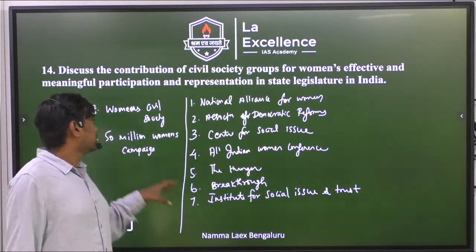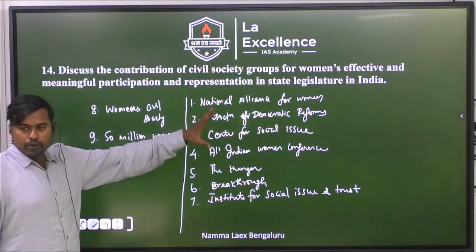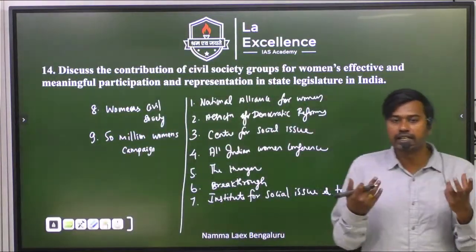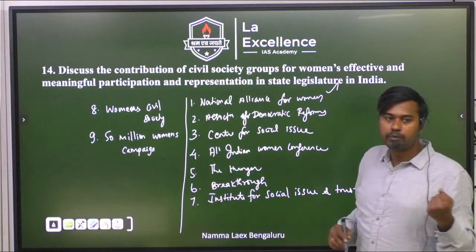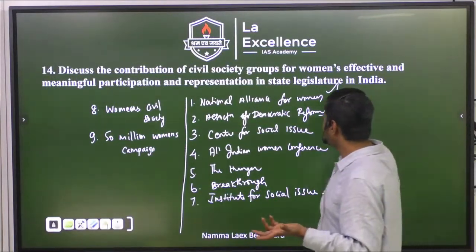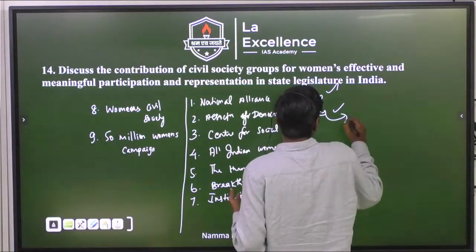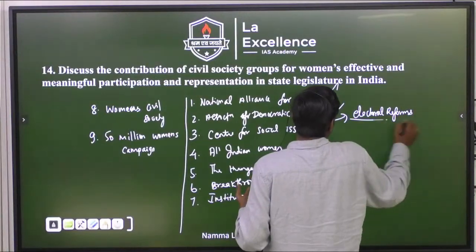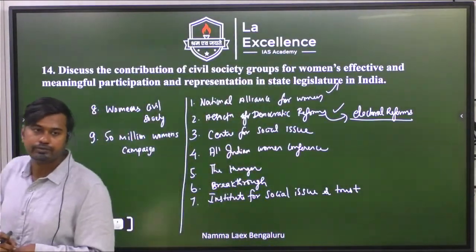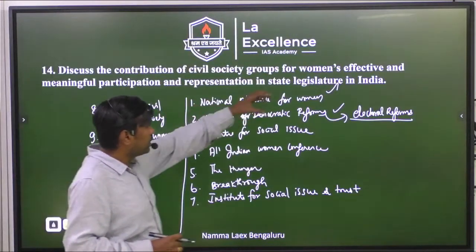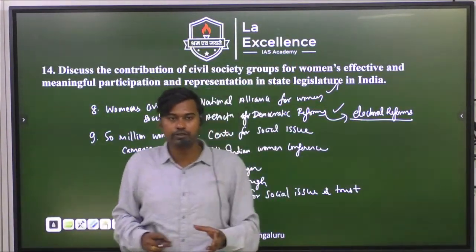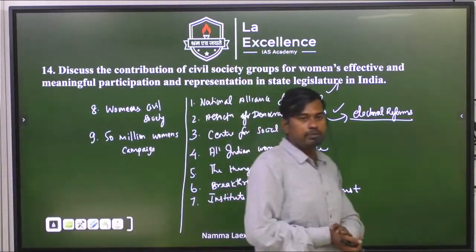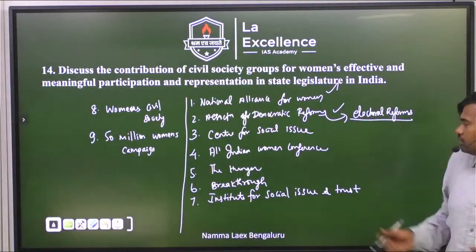Is it clear? So first is National Alliance for Women. It is actually fighting for women's better rights in politics, that is gender equality. Association for Democratic Reforms is actually trying to fight for electoral reforms, in that better representation of women should be done. It is a civil society which generally fights for election reform in India, like recently the women reservation bill, where women are given 33% representation. Related to that, it will fight.